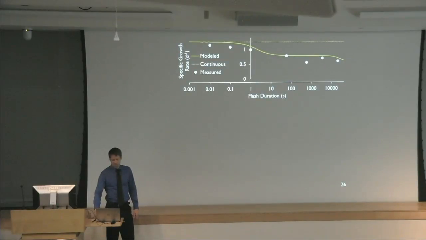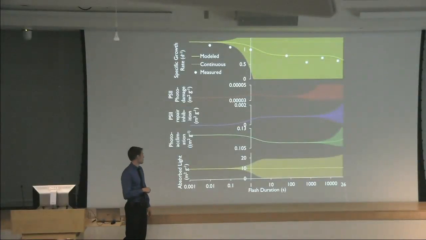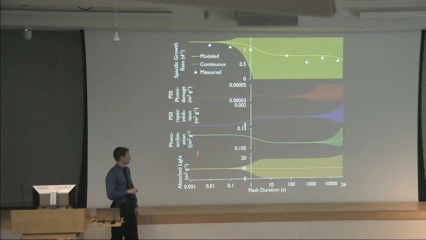So now how does the model explain what's going on? Here I have the 4 state variables. This doesn't have any photosystem 1 photodamage. And in each plot, there's this shaded area representing the difference between the minimum and maximum, the minimum being during the dark and the maximum being during the light in this case.